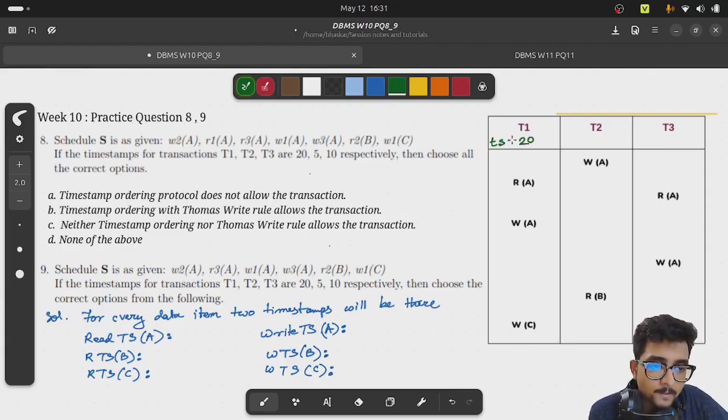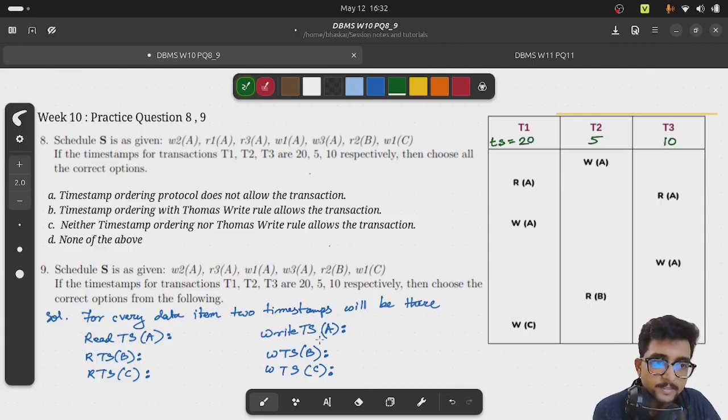I'm writing timestamp equal to 20. Here T2's timestamp is 5 and T3's timestamp is 10, right? Fine. Now, what does the timestamp ordering protocol say? I will go on executing the instructions in the schedule, and every time I execute a read or a write on a particular data item, I will accordingly update the read timestamp and write timestamp of the data item with the timestamp value of the transaction which is updating or reading it.